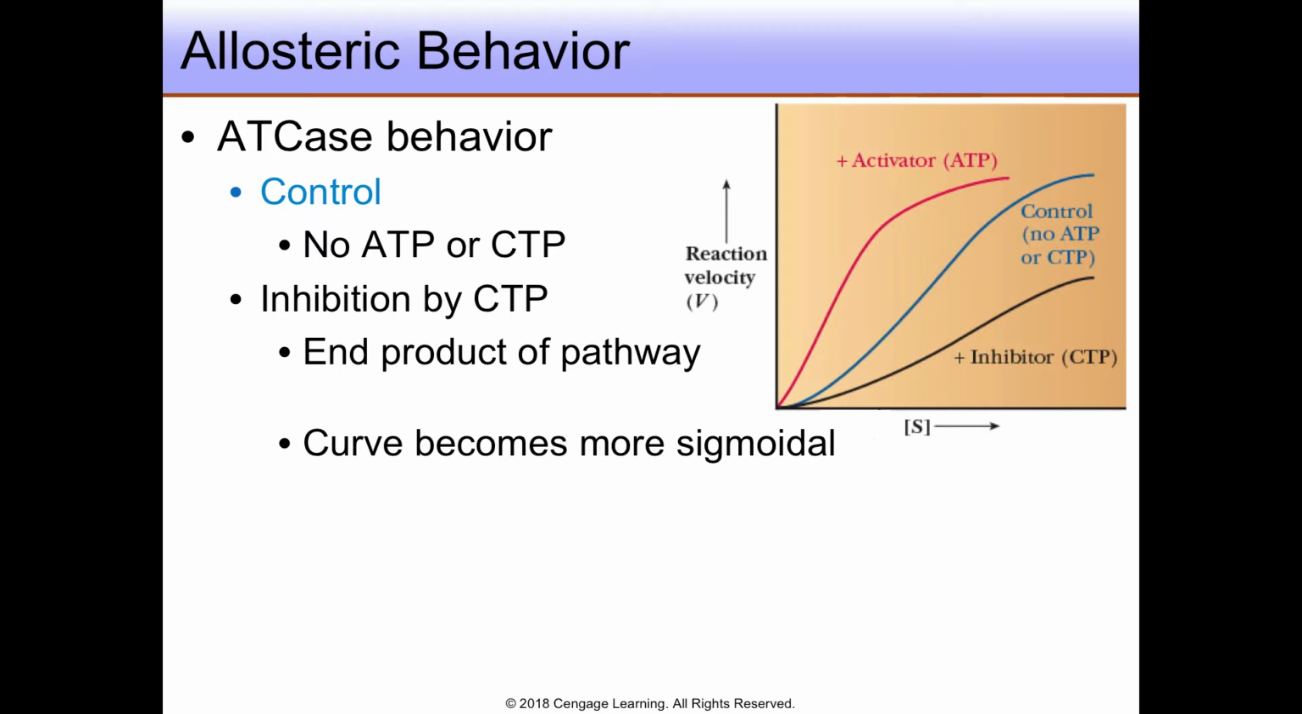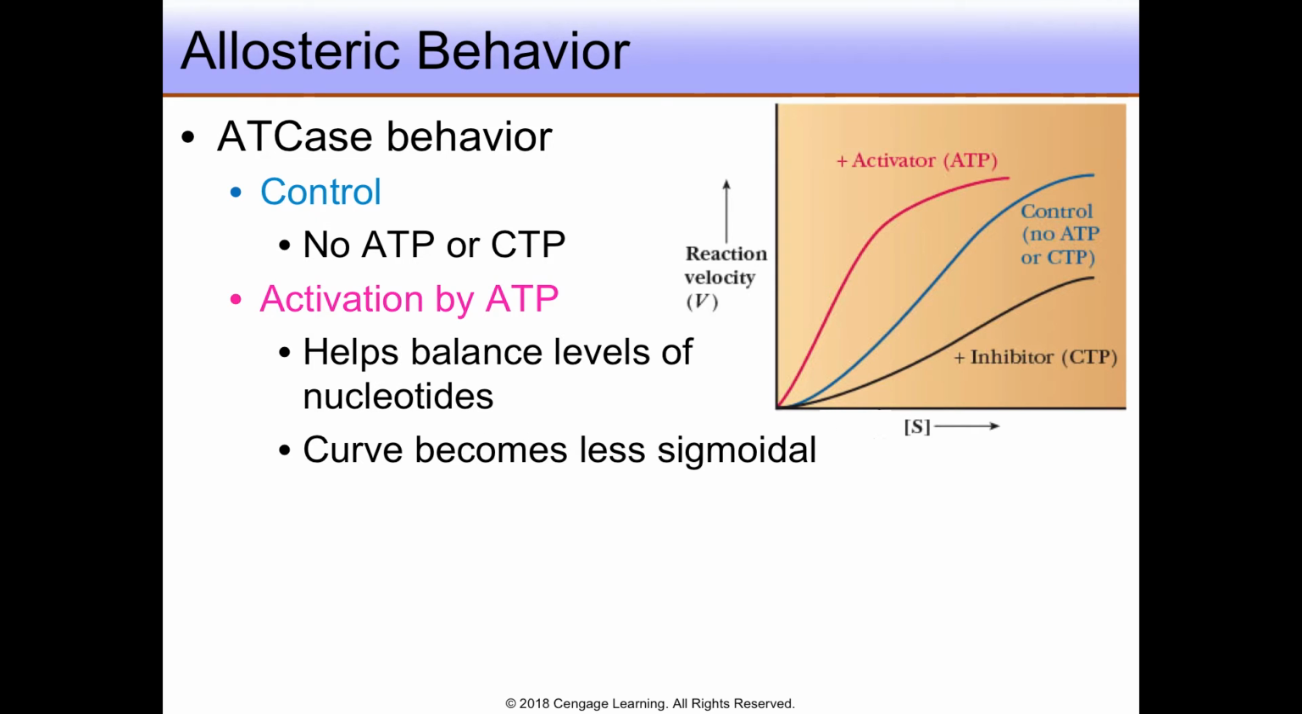Notice what happens if the same experiment is conducted in the presence of CTP, the black curve. The curve becomes more sigmoidal, so activity is even more cooperative. It has also shifted right, thereby demonstrating reduced affinity for substrate. This represents the influence of an allosteric inhibitor.